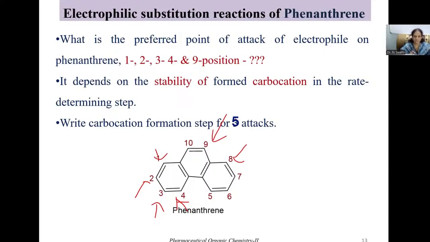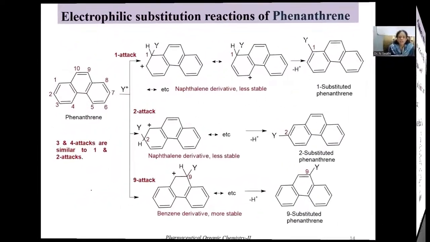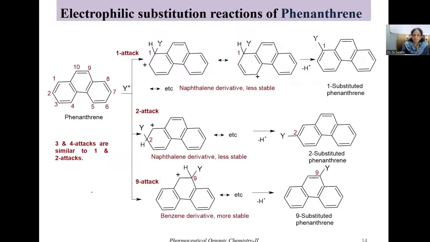Dear students, pause this video at this particular stage and try to write the carbocation formation, that is step 2 in the electrophilic substitution reaction, for phenanthrene. Write the structure of phenanthrene, and write the resulting carbocation structure in 1 attack, 2 attack, 3 attack, 4 attack, and finally 9 attack. These resonance structures you can draw similarly to anthracene. This was elaborately discussed in anthracene, so you can just follow that particular flow. I hope you might have tried a little bit. For your clarity, I am explaining here again.